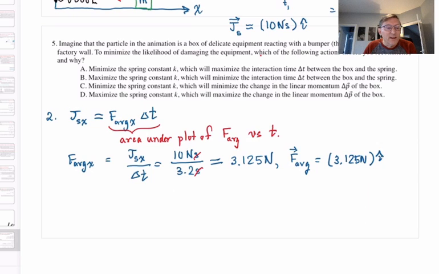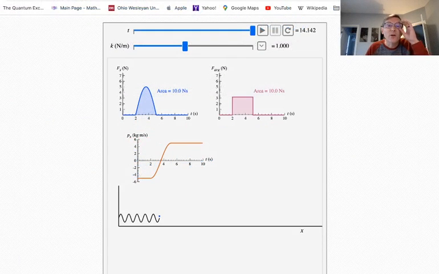3.125 newtons. Let's look back at the animation. Look at the average force plot. Look up there at the top where it's flat. Look at the force value there. Yep, it looks like it's just a little bit more than 3 newtons. So this value for the average spring force during the collision seems reasonable.